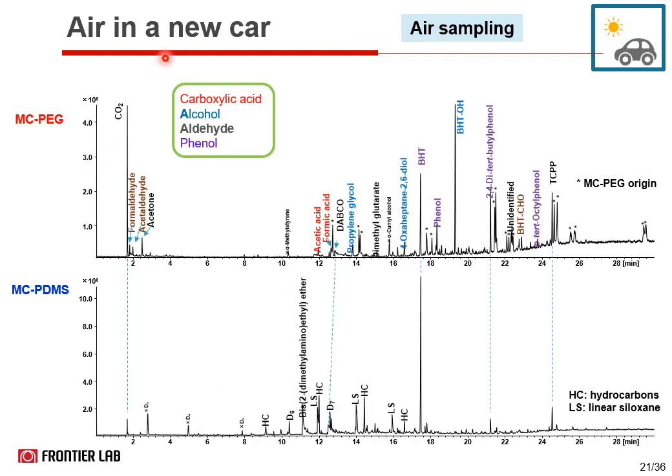This is an example of air in a new car using an air sampling technique. The top one is MC-PEG and the bottom one is the MC-PDMS result. Looking at the MC-PEG result, carboxylic acids, alcohols, aldehydes, and phenols are mainly observed on MC-PEG.